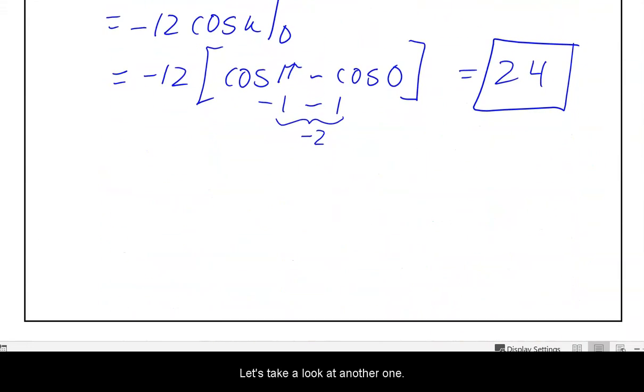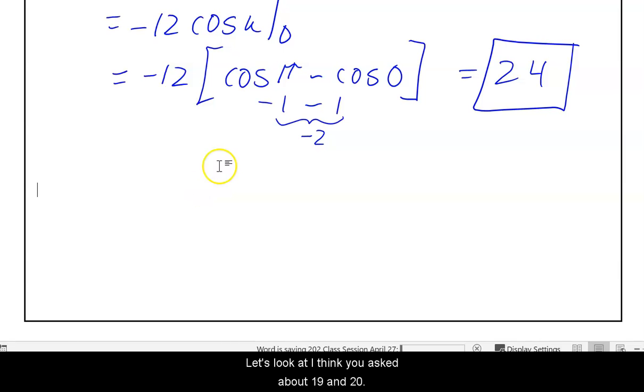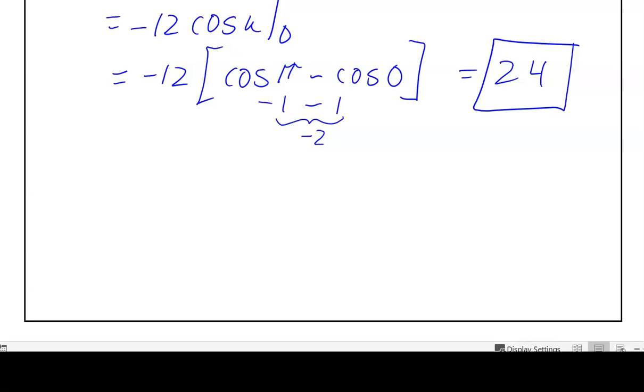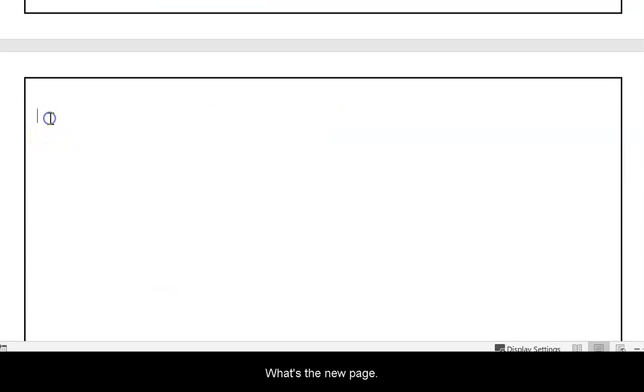Okay, let's take a look at another one. Oops, cancel. Let's look at, I think you asked about 19 and 20. So 19 and 20. Okay, so 19, here we go. Put this on a new page.